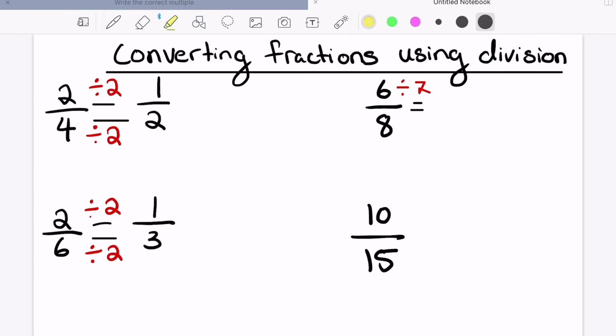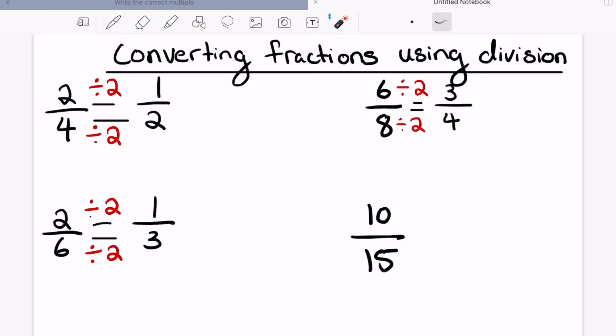Eight divided by 2. So 6 divided by 2 is equal to 3. 8 divided by 2 is equal to 4. So 6/8 is equal to 3/4.